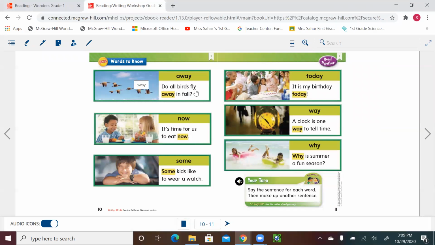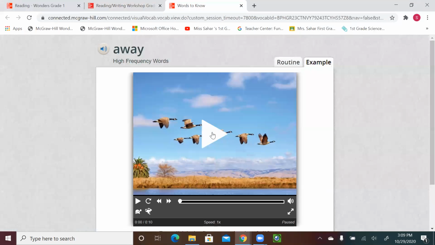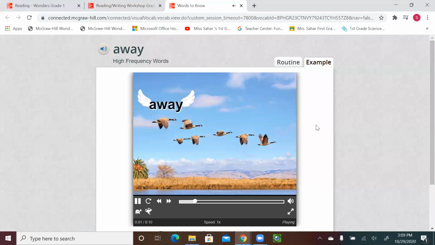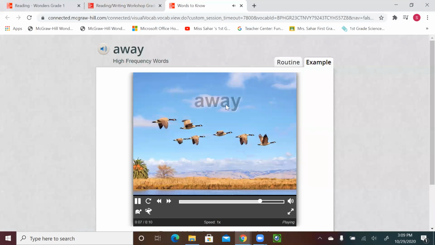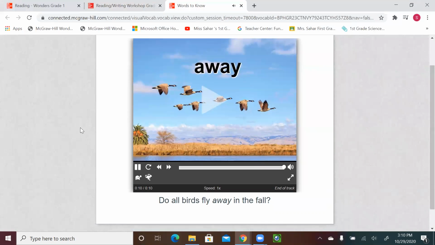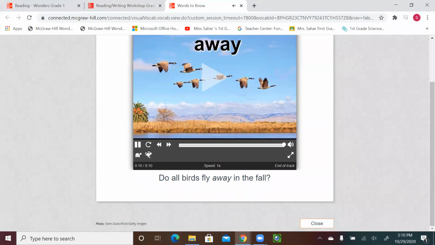Away. Do all birds fly away in fall? This is the word away. Say it with me. Away. Do all birds fly away in the fall? Very good.